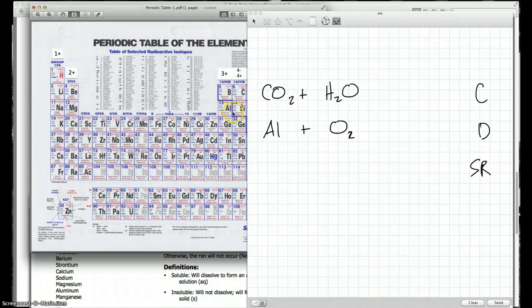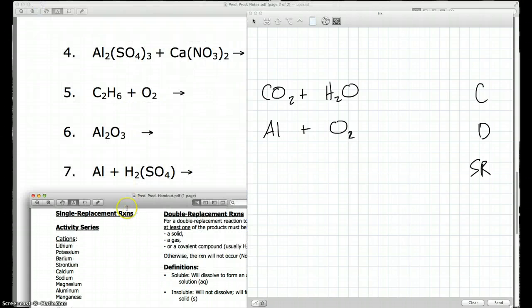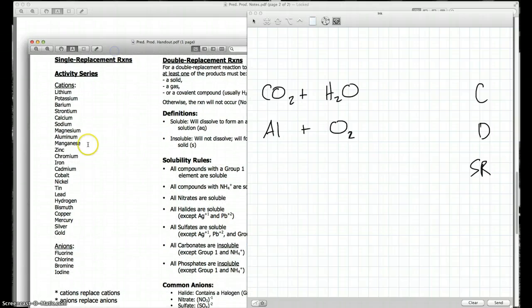Aluminum's right here. Here's the stairway. And if they're on the same side of the stairway, they will replace each other. So hydrogen is here, aluminum is here. They're both on the same side of the stairway. I could also double check by looking at the list. Aluminum is here and hydrogen is here. So they're on the same list. So the aluminum isn't going to try and replace the sulfate is what I'm trying to get at here.